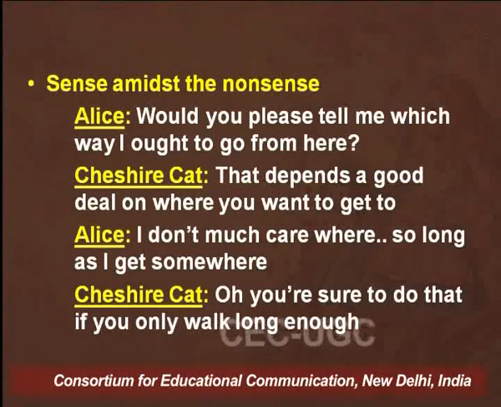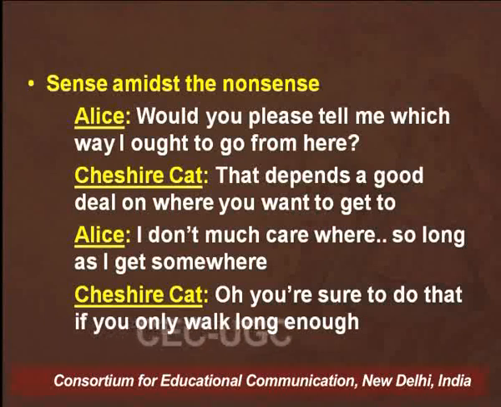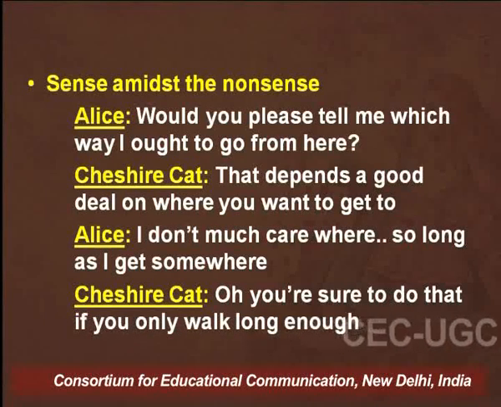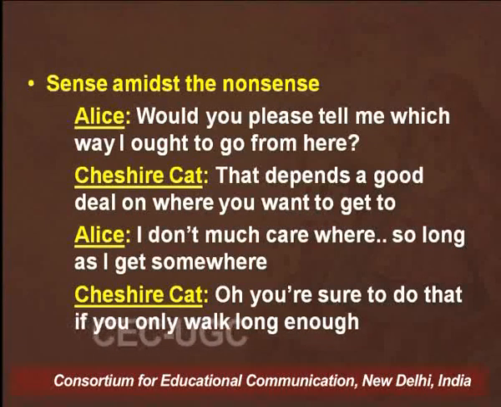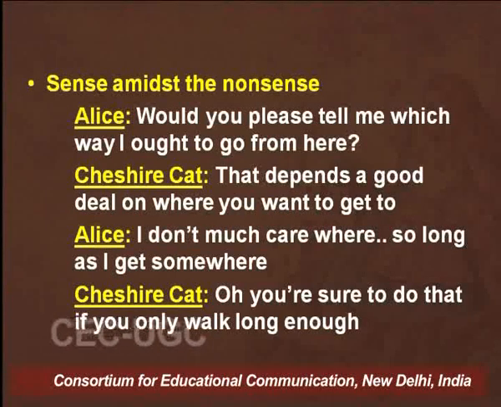Alice says, "Would you please tell me which way I ought to go from here?" The Cheshire Cat responds, "That depends a good deal on where you want to get to." Alice says, "I don't much care where, so long as I get somewhere." And the cat replies, "Oh, you are sure to do that if you only walk long enough." Now, what's happening? Alice wants to go to a particular place, but she is not aware of it. The cat says that so long as you are ready to walk long enough, you will definitely reach somewhere.